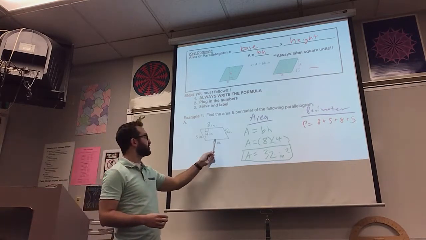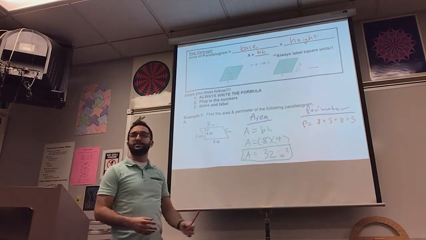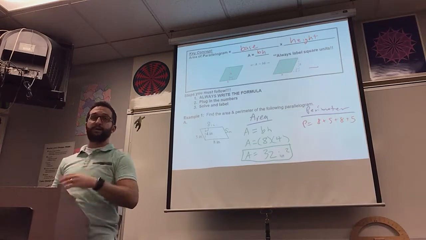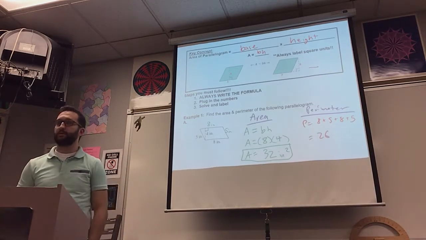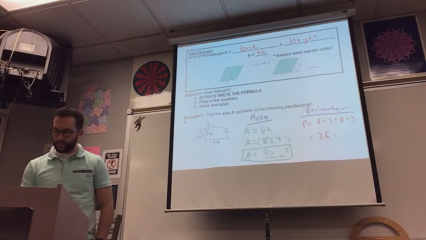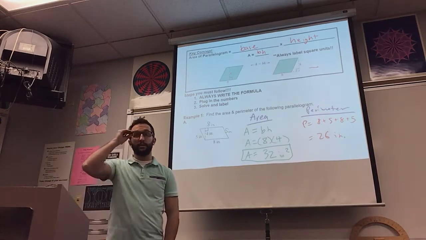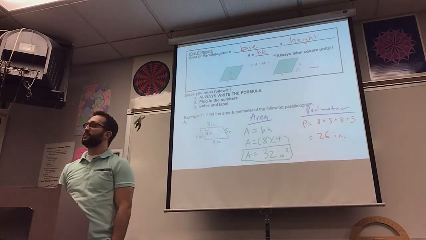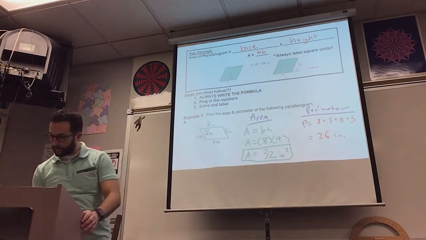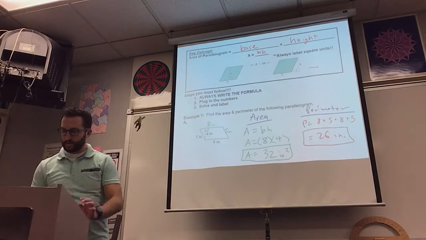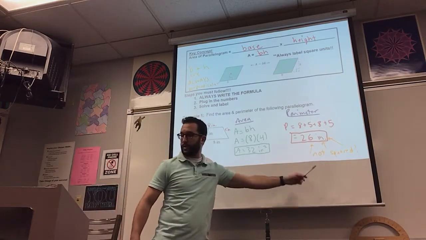Remember how I said that these opposite sides are parallel and congruent? We wrote that down. That's our definition. And so it is 26 what? Inches. Why not squared? Because that's area. What's perimeter? Distance or length, right? So not squared. So once again, not squared.